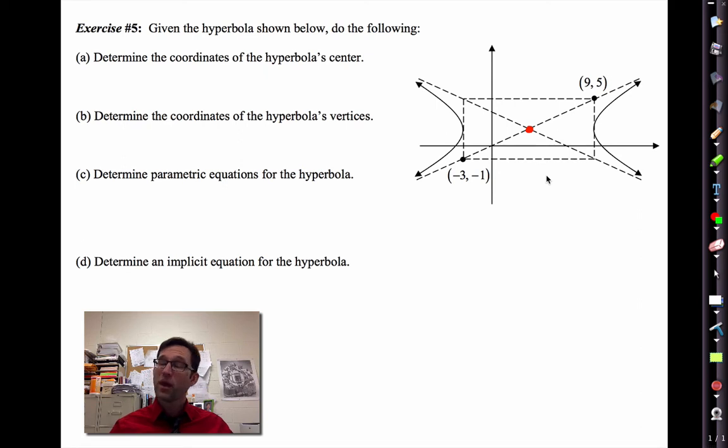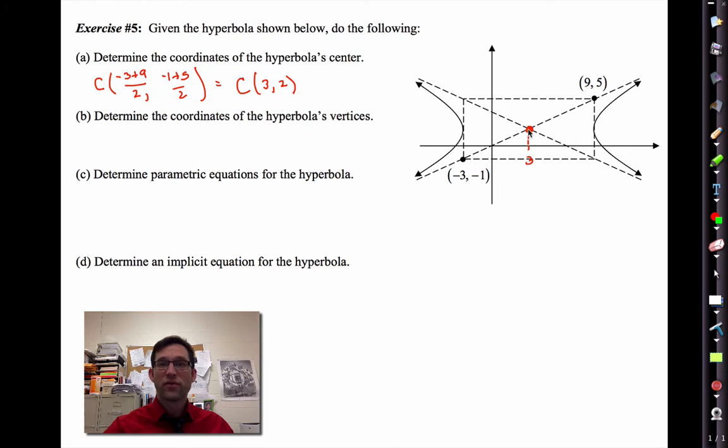All right, let's go through it. Well, one of the beautiful things is it's just the midpoint. That's all it is. And hopefully you know the midpoint formula. All we do to find a midpoint is to average the x coordinates and average the y coordinates. So the center of this hyperbola will be at 6 divided by 2, which is 3, 4 divided by 2, which is 2. Let's be very clear.